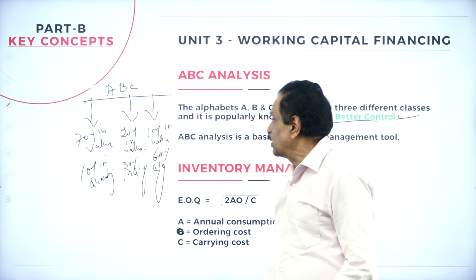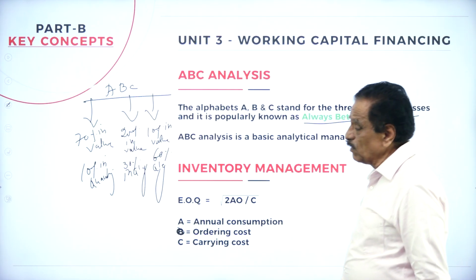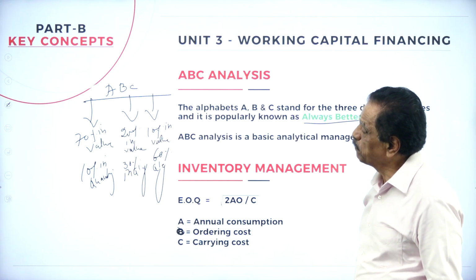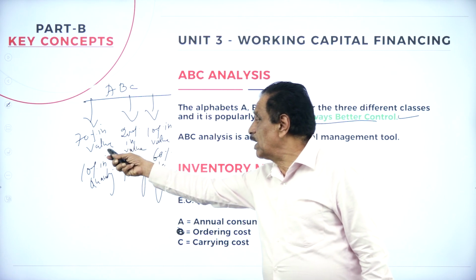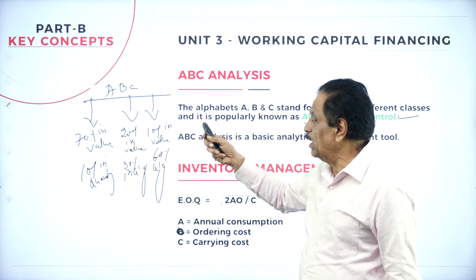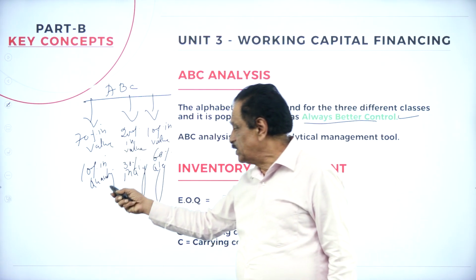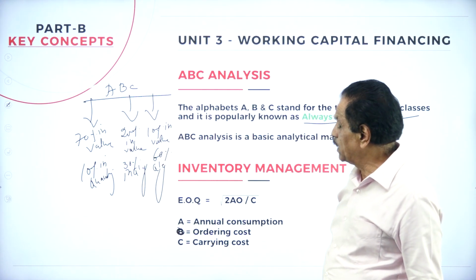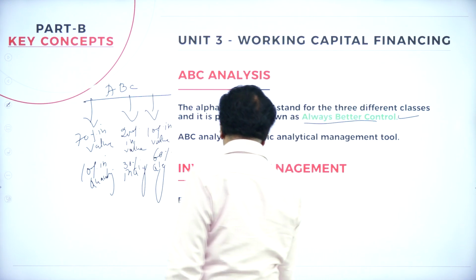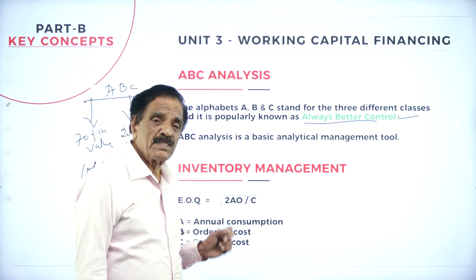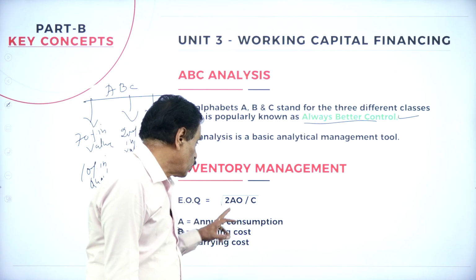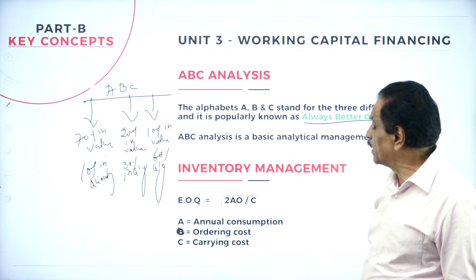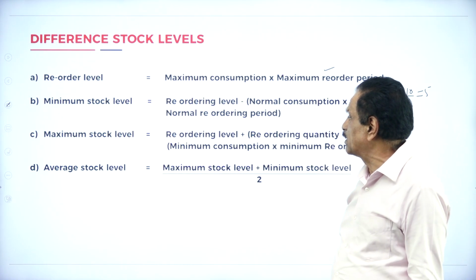Then ABC analysis, for better control, divides items into 3 groups: Part A, Part B, Part C. More in value, moderate in value, less in value; less in quantity, moderate quantity, more in quantity. Here we always want better control in inventory management, which is nothing but stock control. The formula is square root of 2AO divided by C. What is A? Annual consumption. O is the ordering cost. C is the carrying cost.